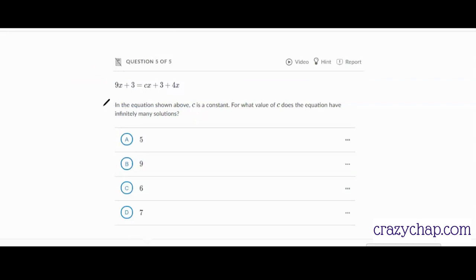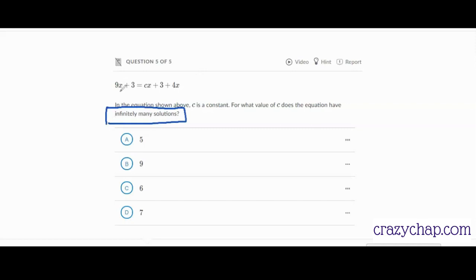Let's have a look at question number 5. In the equation above, the equation has been given to us, c is a constant. For what value of c does the equation have infinitely many solutions? Again, the same kind of question we have. So let's try to solve them together.